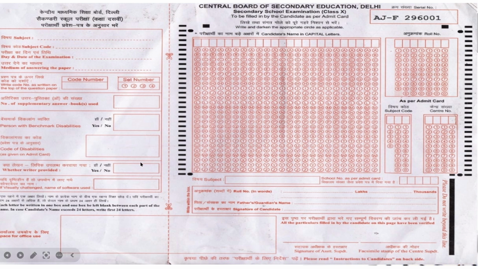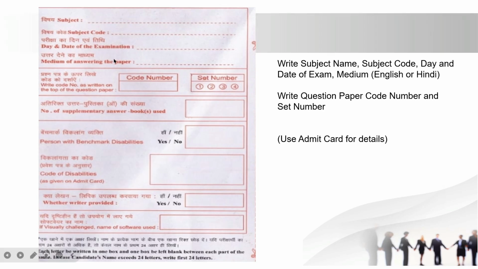Okay, let's consider the first step. In the first part, if you see, we need to fill the subject name. Which subject are you going to write? Suppose now the subject is maths, right? You should write that, and then the subject code. You will have your admit card in your hand. You just take it and look into it. You can get the subject code for that subject.